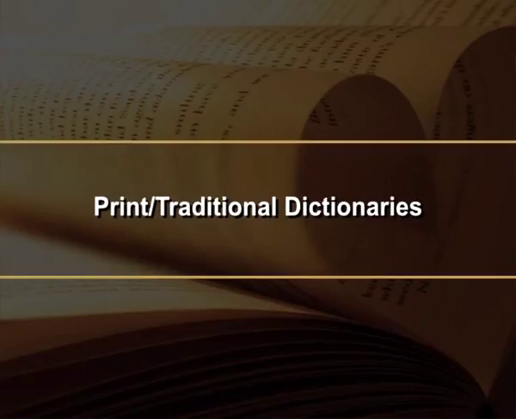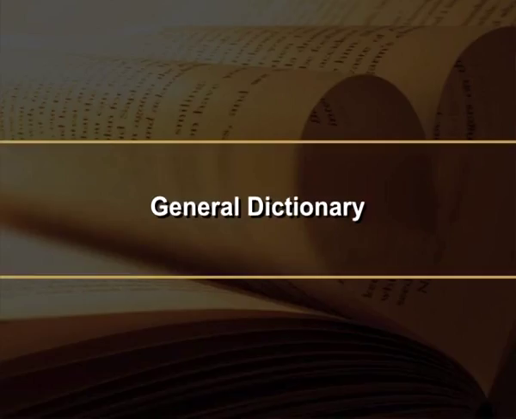Print or traditional dictionaries. Dictionaries are classified into four based on their nature and scope of content. They are general, special, subject and translations. Let's discuss general dictionary. In a general dictionary, subject coverage is not limited to a particular field. It contains the word meaning and their use. It deals with common words of a particular language. It is the most popular and readily used dictionary.